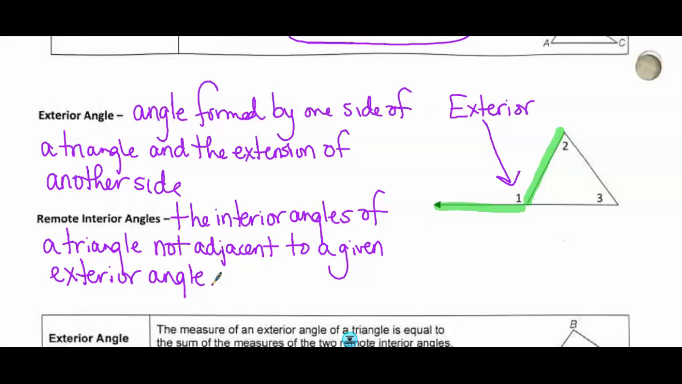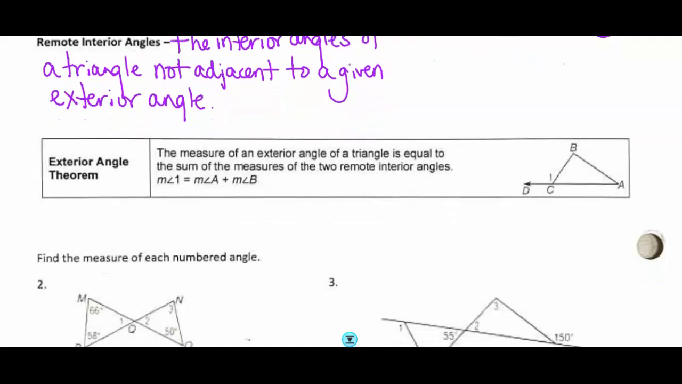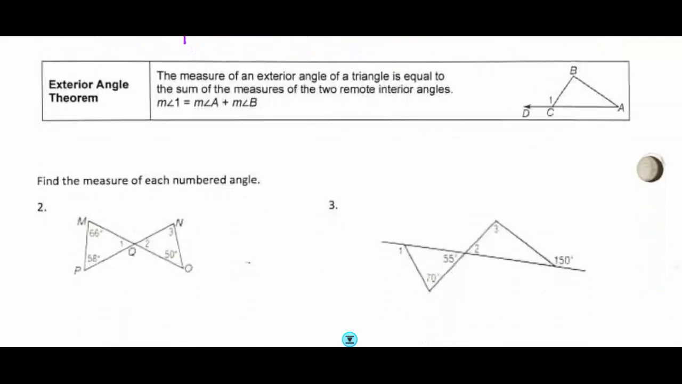Interior angles of a triangle not adjacent to a given exterior angle. So in this picture, angle 2 and angle 3 are your remote interior angles because they are not adjacent to the given exterior angle. Okay? So make sure you know the difference between exterior and remote interior.